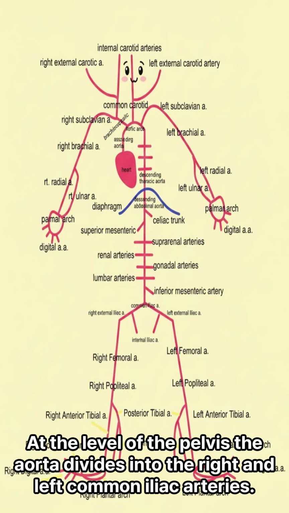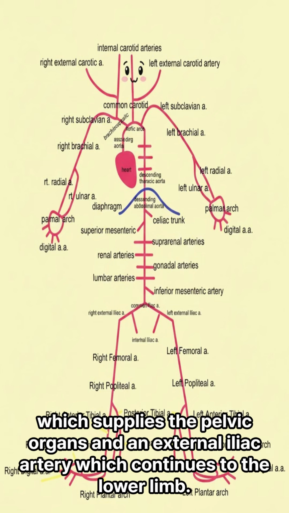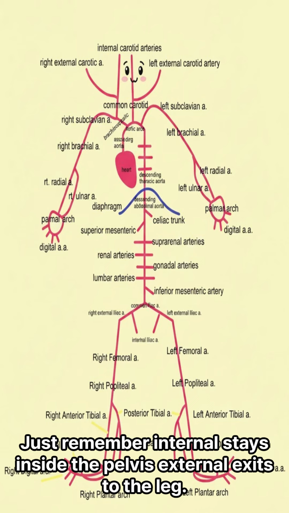At the level of the pelvis, the aorta divides into the right and left common iliac arteries. Each common iliac artery then divides into an internal iliac artery, which supplies the pelvic organs, and an external iliac artery, which continues to the lower limb. Just remember, internal stays inside the pelvis, external exits to the leg.